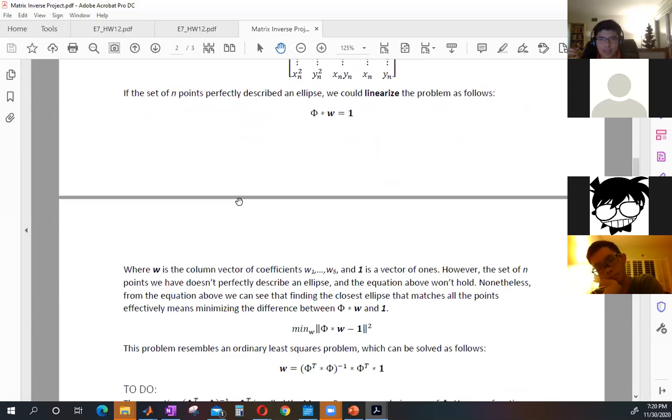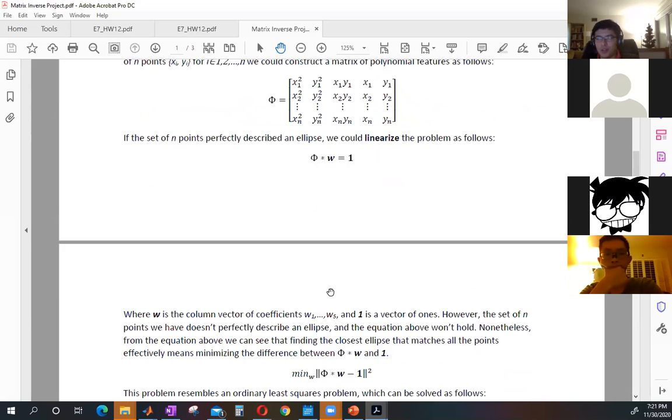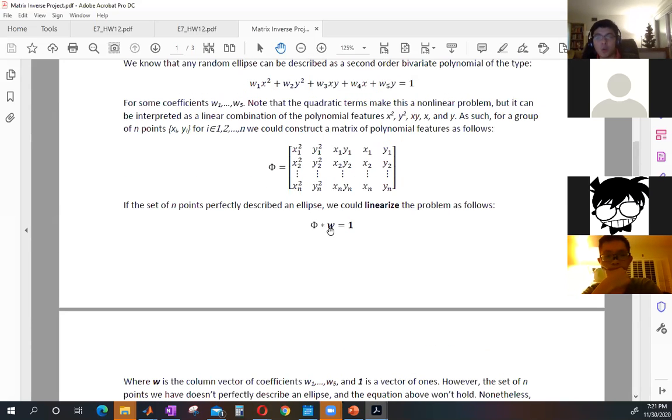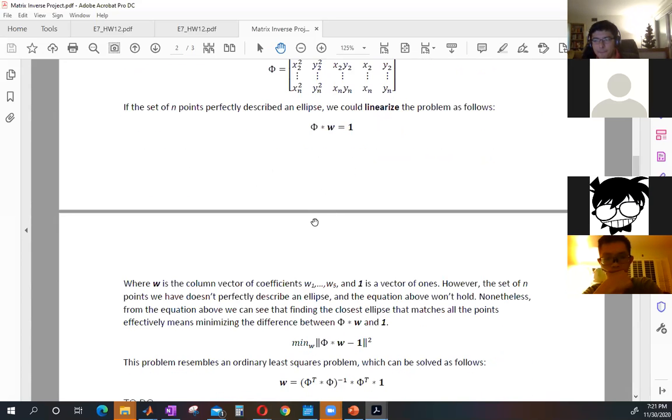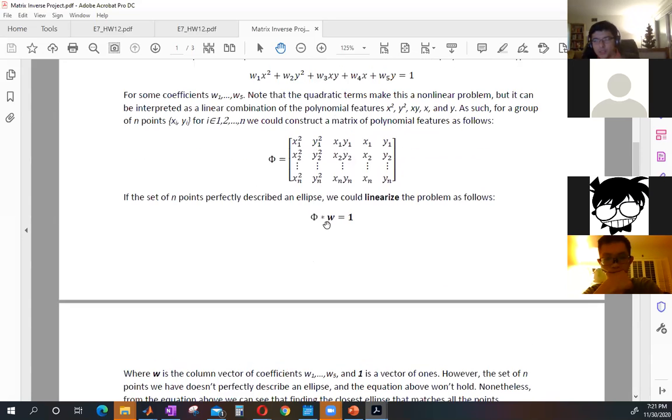The problem is that our 1600 data points don't describe an ellipse exactly. So we don't actually know which ellipse they try to describe, so we don't know the weights W. But let's assume we know the weights W. We know that all of these equations will be slightly off. They won't really be 1 because of the noise. They would be close to true, but not quite.